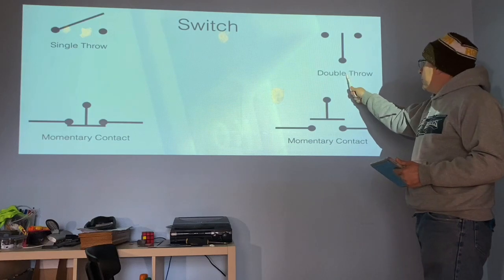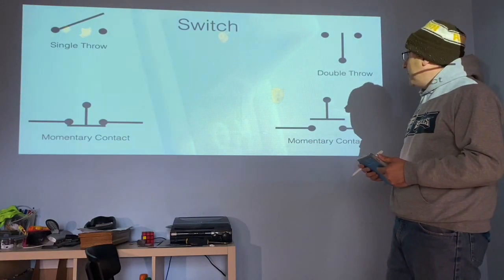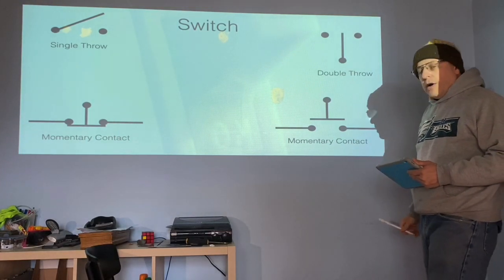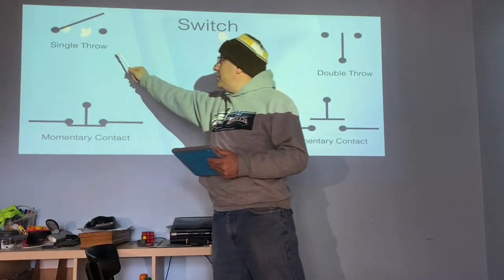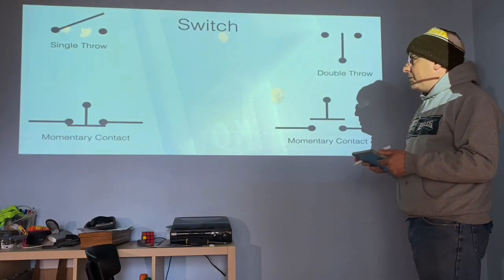We have a double throw switch, which is the kind of switch where you can turn something on and off in different locations. We'll learn more about this one later. For our purposes, this is probably the most important switch. Simple on-off switch.